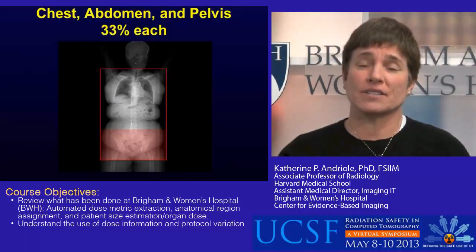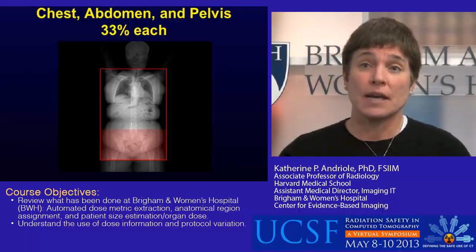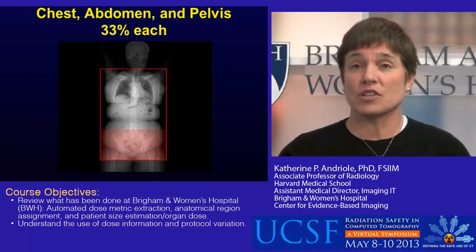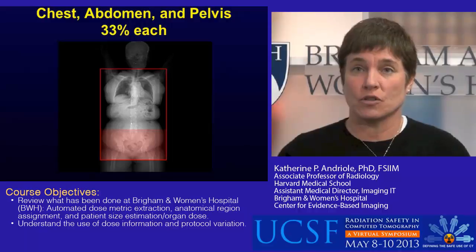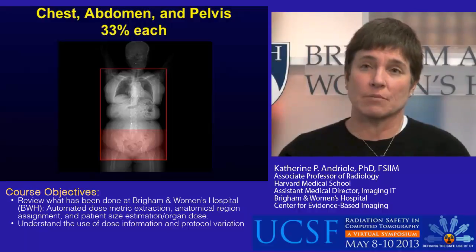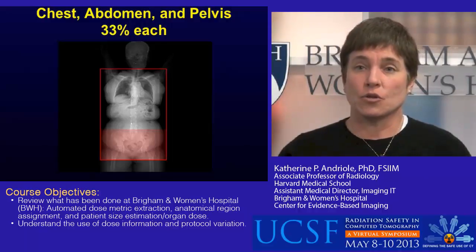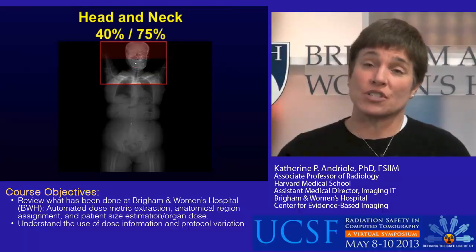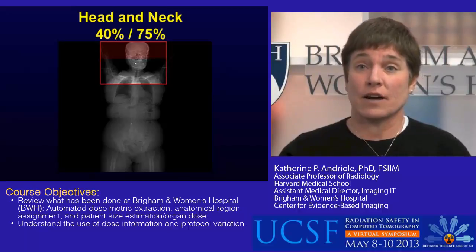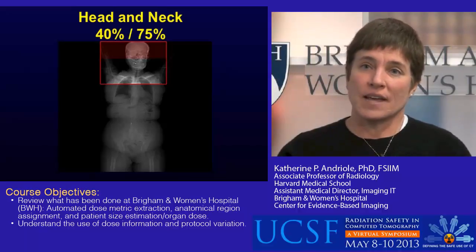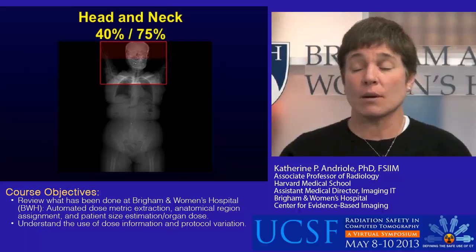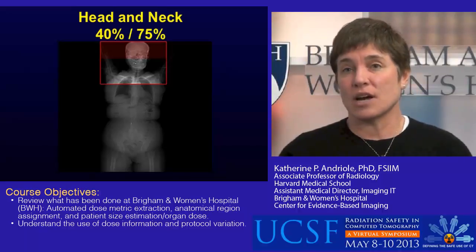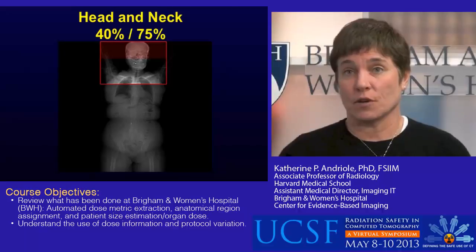This is an exam of chest, abdomen, pelvis. For this type of exam, we would assign 33% to the chest, 33% to the abdomen, and 33% to the pelvis. For a head and neck, however, we would assign 40% of the radiation metric to the head and 75% to the neck. So that's how we assign specific anatomical regions and assign the radiation dose to those specific regions.